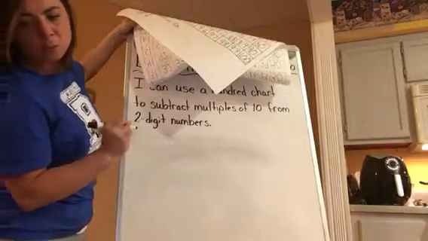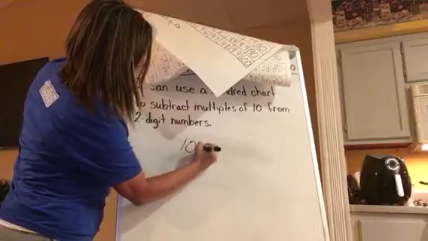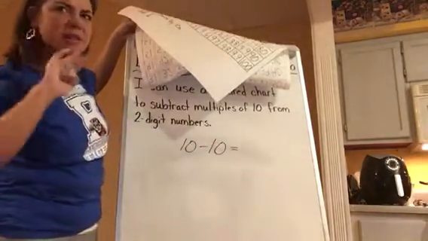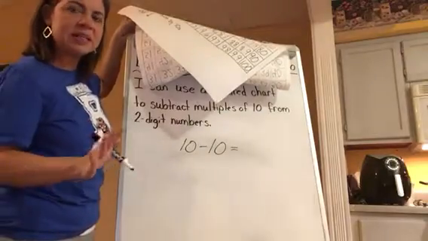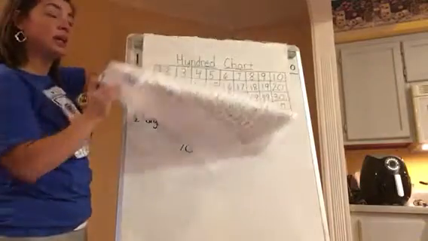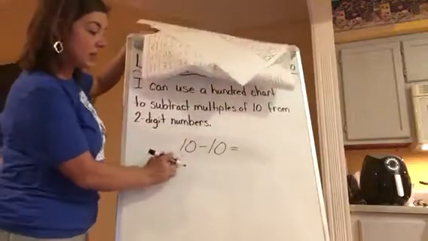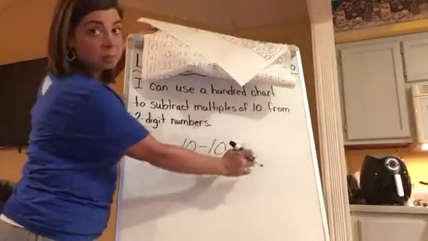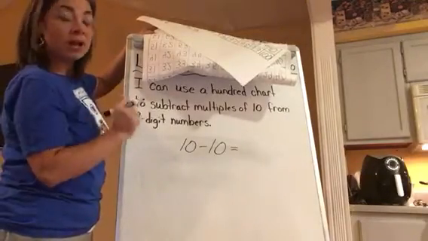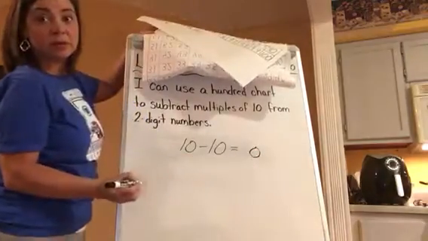Now let's take a look at one more equation. What if I did 10 take away 10? Oh, you say, Miss Baker, that's super, super easy. But you've got to be able to tell me how to solve it using, what is this called? 100 chart, that's right. So 10 take away 10 equals blank. What do we know about our difference? Right, since both numbers end in 0, our difference is going to end in 0.